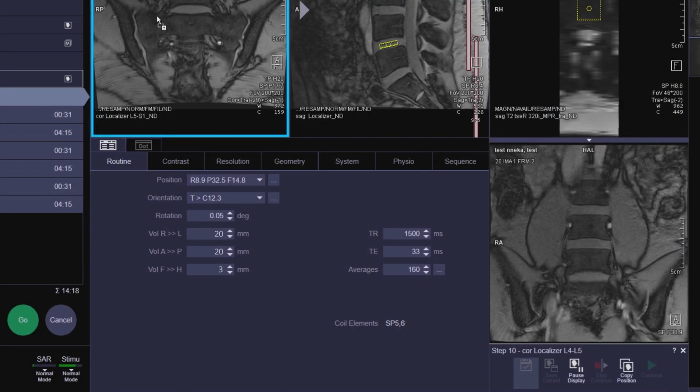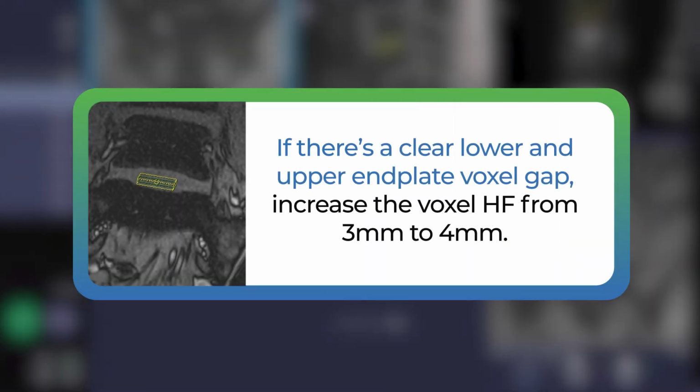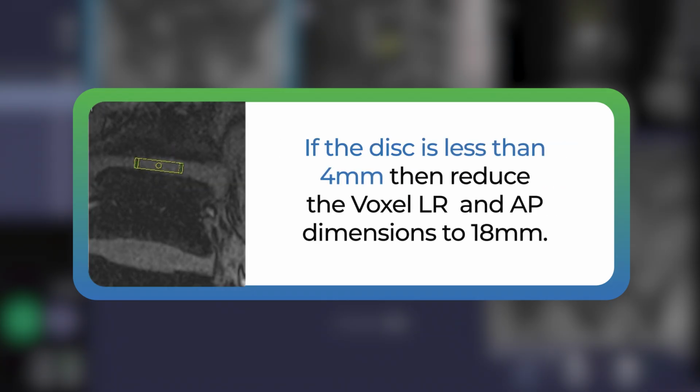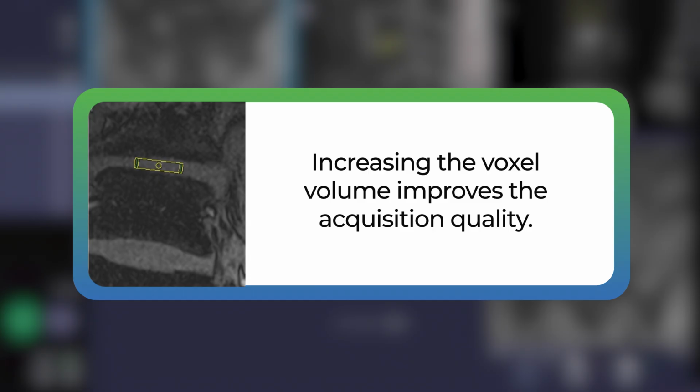The default voxel dimensions are 3 mm head-foot, 20 mm anterior-posterior, 20 mm left-right. In the coronal plane, if there's a clear lower end plate voxel gap and at least a 2 mm margin between the voxel and upper end plate, increase the voxel HF dimensions from 3 mm to 4 mm. If the disc is less than 4 mm, then reduce the voxel LR and AP dimensions to 18 mm. Note that increasing the voxel volume improves the acquisition quality.